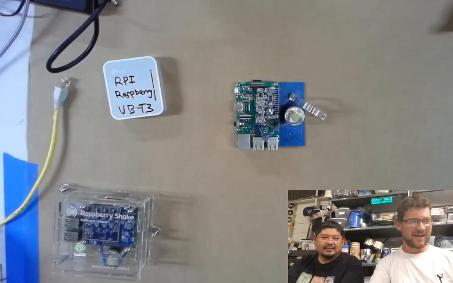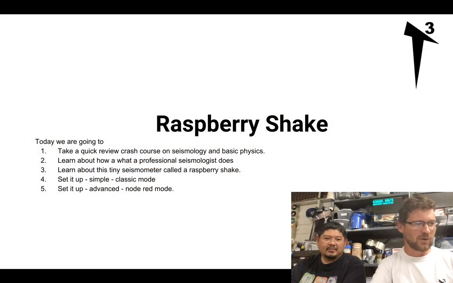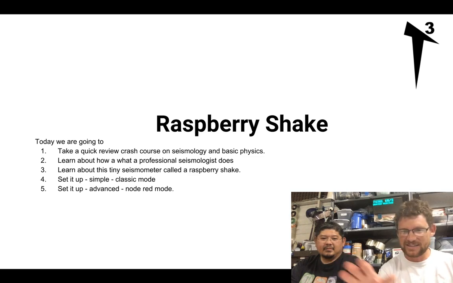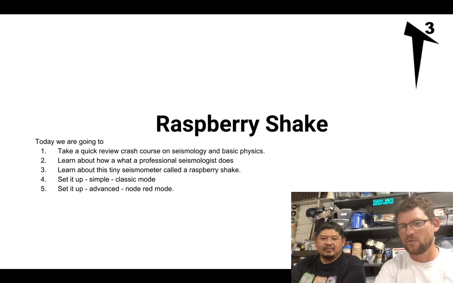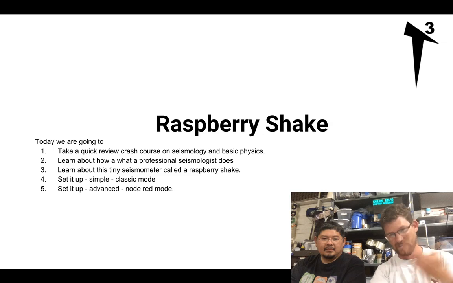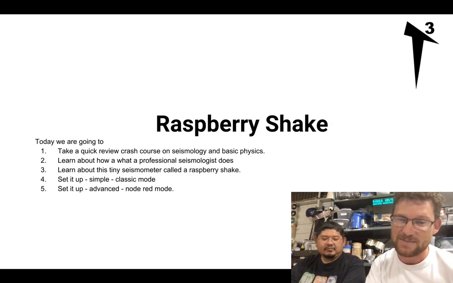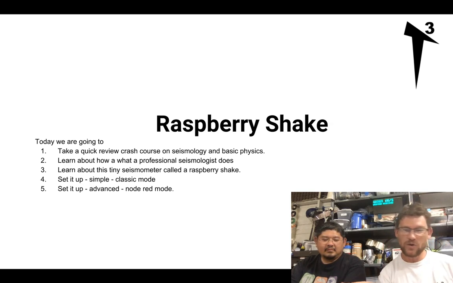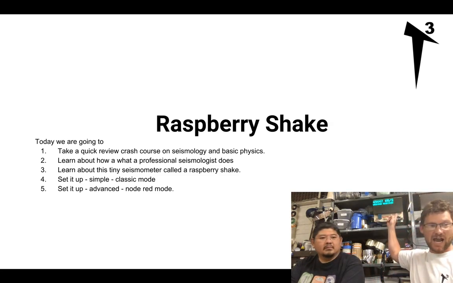But what we're working on today, first and foremost, we're going to take a quick review on what basic seismology is and basic physics, and then we'll learn about what a professional seismologist does. Fortunately, we have Jefferson here to help us with that. We'll learn about this little tiny seismometer called the Raspberry Shake, and then we're going to set it up in the simple mode, and we're going to set it up with the advanced mode, the mode that is related to this thing that you see behind me up here.